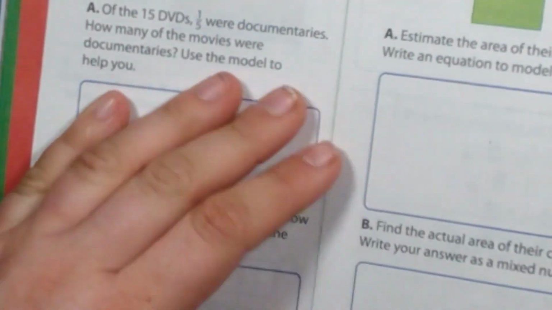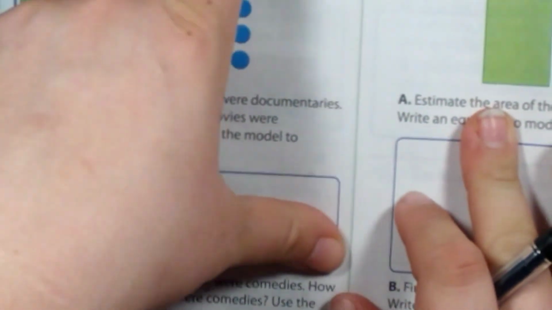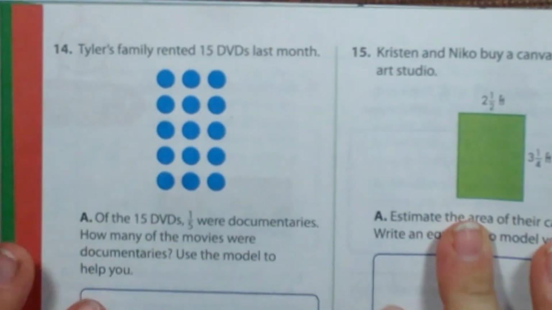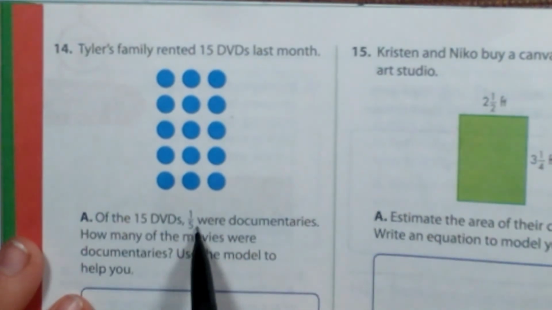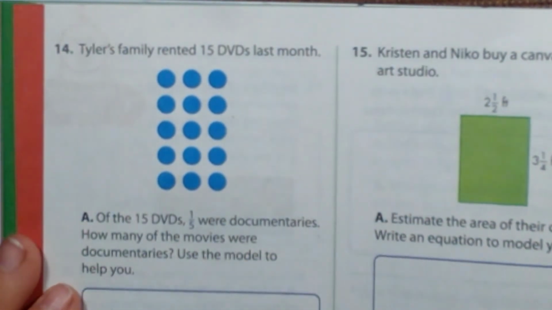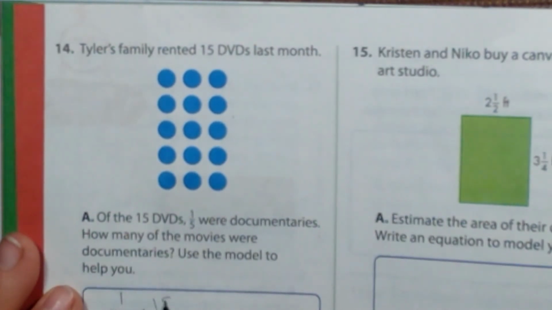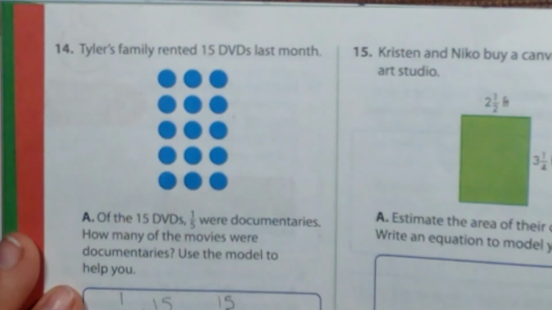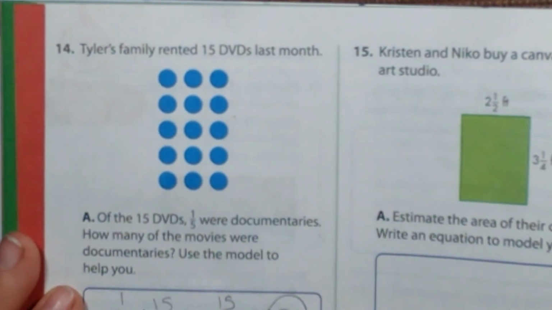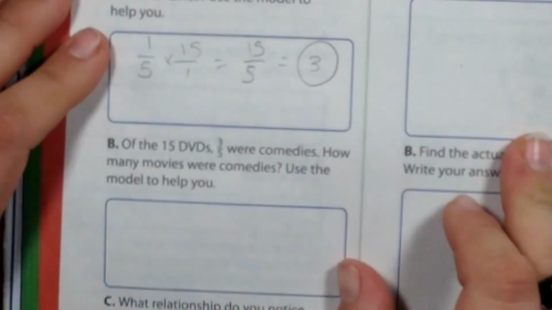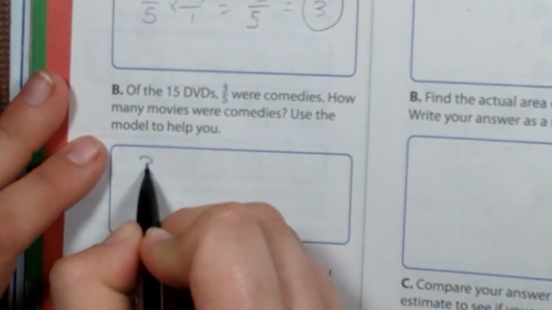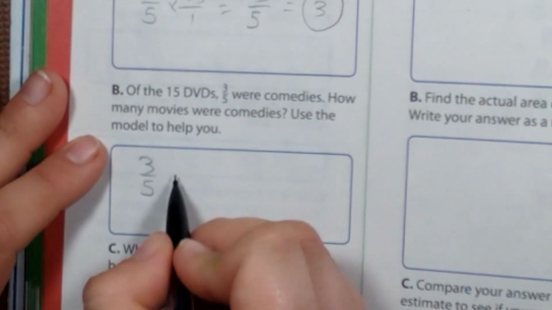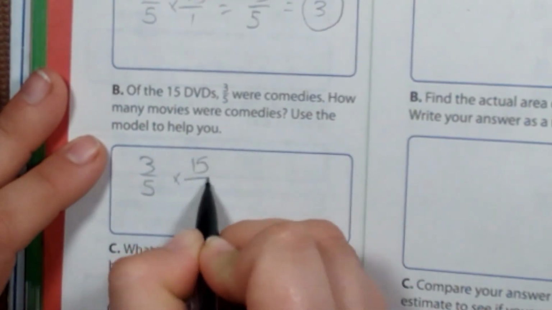All right, our next question. Tyler's family rented 15 DVDs last month. Of the 15 DVDs, 1/5 were documentaries. How many of the movies were documentaries? So 1/5 of 15 would be 3. Of the 15 DVDs, 3/5 were comedies. How many were comedies?